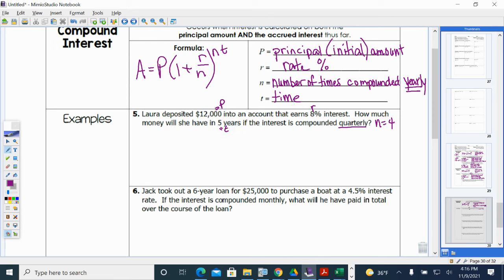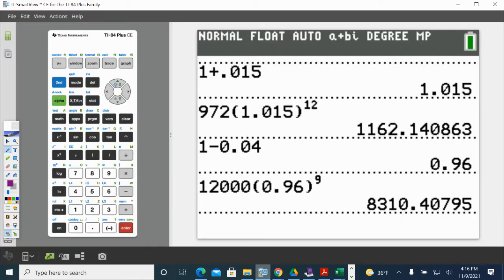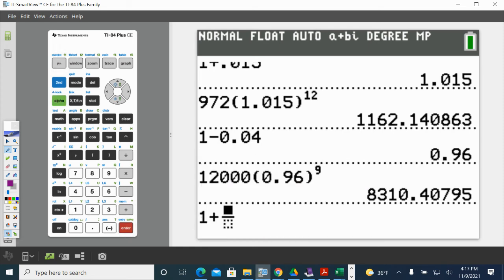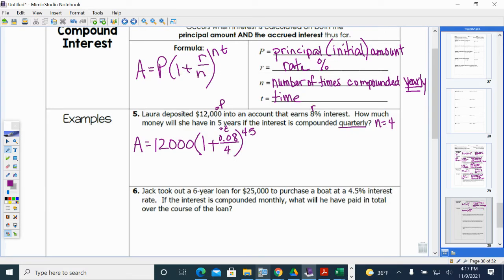Now, we're going to plug all that in. So A equals, the principal is the 12,000 times 1 plus, the rate is 8%, so that's going to be 0.08, divided by N, which is 4, and all of that's going to be raised to N times T. We're going to go ahead and put the 5 in there. So let's clean this up. Let's go to the calculator and do the inside of the parentheses. 1 plus 0.08 over 4. So the inside is 1.02. And then 4 times 5 is 20.